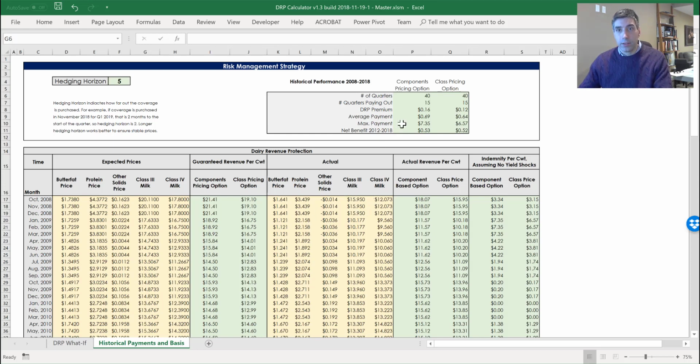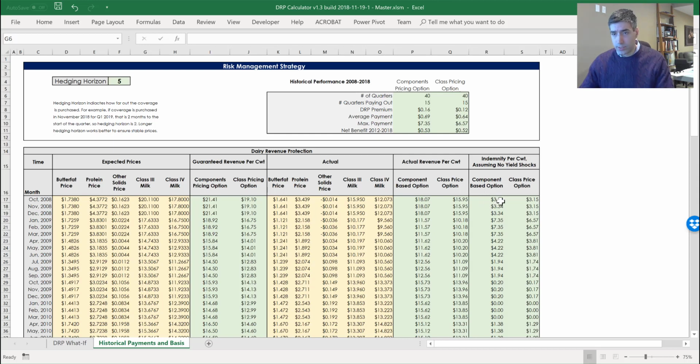The premium paid, as we have seen on the previous tab, was 16 cents for components or 12 cents per hundredweight for class pricing option. That is listed here. Now the average payment is a simple average of all the payments received over all of these 40 quarters. Many of them will be zeros, others will be pretty high. So let's take a look.